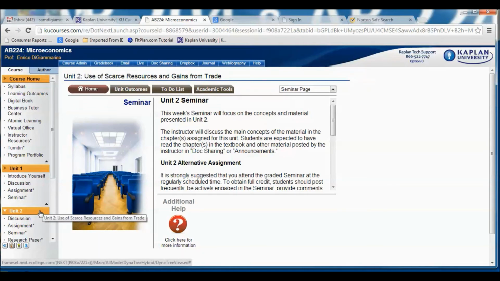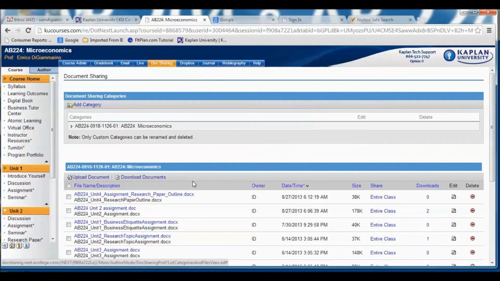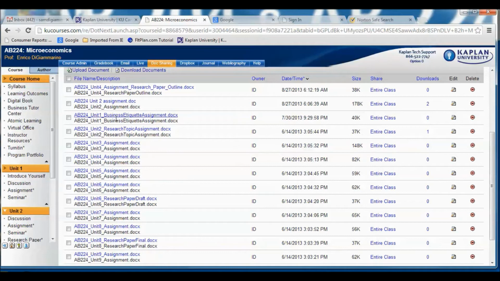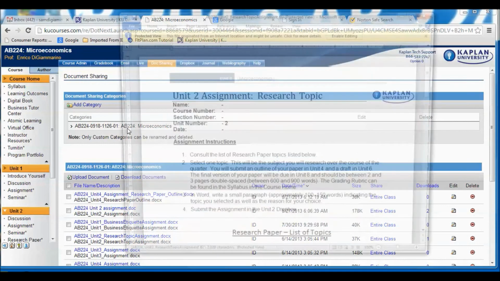Okay. So we need to talk about that research assignment. Let's go back here. We said we had a research assignment, and it tells you to go to doc sharing for that too. So we'll go up to doc sharing, scroll down, and here's the Unit 2 research topic assignment. Again, we would open that up.